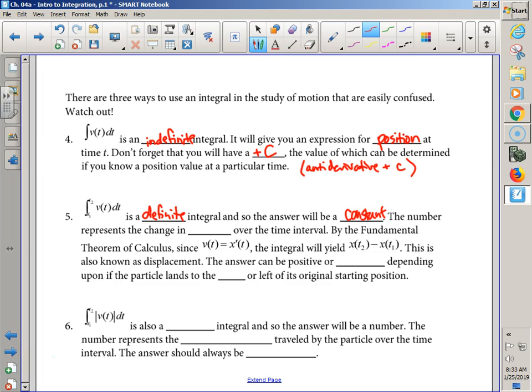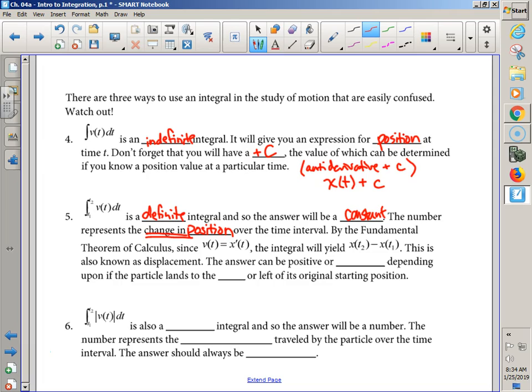Look at that. The number represents the change in position. It's still going back to position. But do you see the difference? This one gives you a position expression like x of t plus c. It's going to give you an equation for position. This one's going to give you a change in position, like displacement: final position minus initial position. By the fundamental theorem of calculus, since v of t is equal to x prime of t, the integral will yield that.